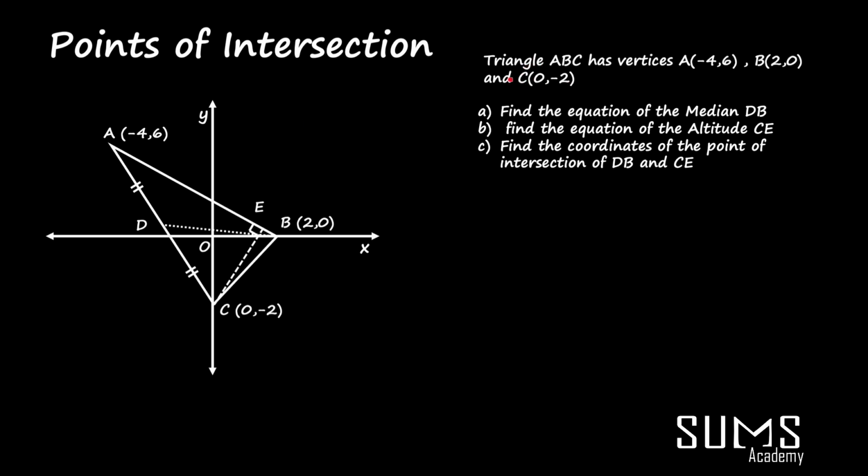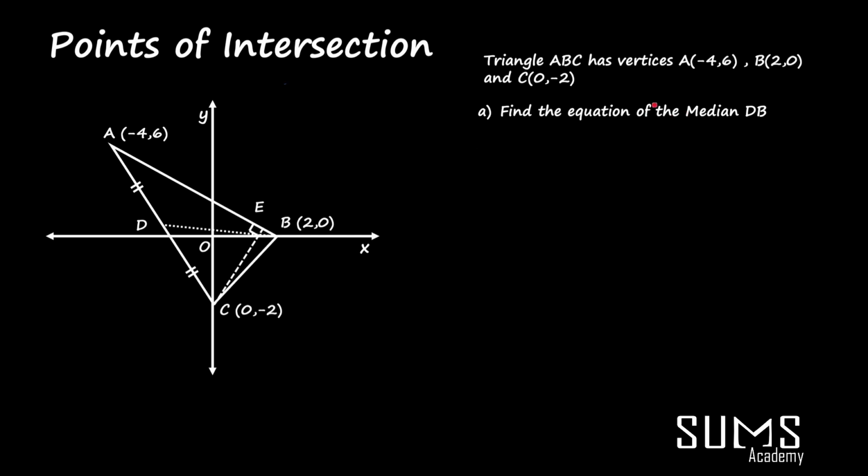We're told triangle ABC has vertices A (-4, 6), B (2, 0), and C (0, -2). Find the equation of the median BD, find the equation of the altitude CE, and then find the coordinates of the point of intersection of DB and CE. So we'll start off with the first question. Find the equation of median DB.